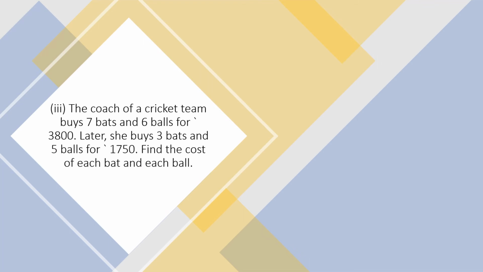The third question: a coach of a cricket team buys 7 bats and 6 balls for rupees 3,800. Later she buys 3 bats and 5 balls for 1,750. Okay, so there is bat, there is ball, and there is amount. This is the question given. Now you have to find the cost of each ball and each bat.